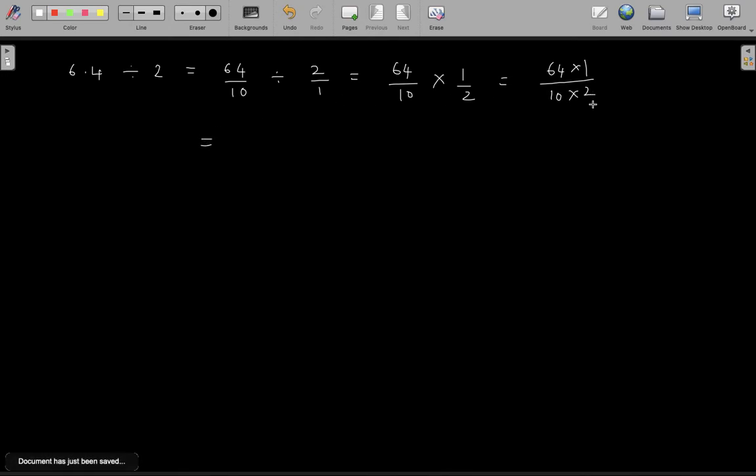Or I can also rewrite this as 64 upon 2 multiplied by 1 by 10. You understand? I am just rewriting this. 10 times 2 is the same as 2 times 10. I just wrote it as 64 by 2 times 1 by 10. Now 64 by 2: 2 times 32 gives you 64. So this must be 32 upon 10, isn't it? Into 1 by 10 means divided by 10, which is nothing but 3.2.